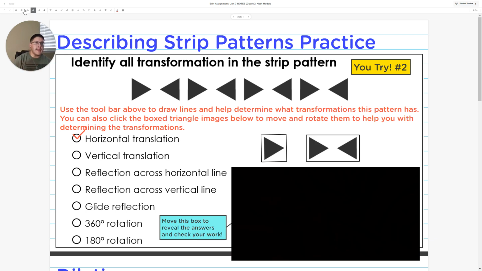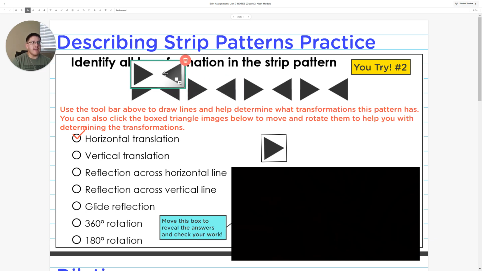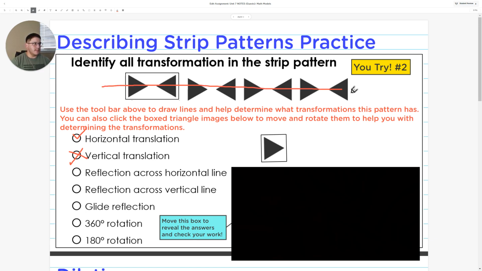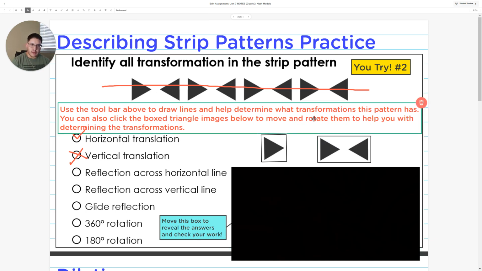Vertical translation. Can we move this up and down to repeat this following pattern? No. Yes, we're moving it, but it does not have a vertical component to it. Just a horizontal one. So, vertical translation, no. Reflection across a horizontal line. Can we draw a line down the middle and reflect it? Yes. If we draw a line specifically at these corners right here, we can take the top part and make it look like the bottom part.